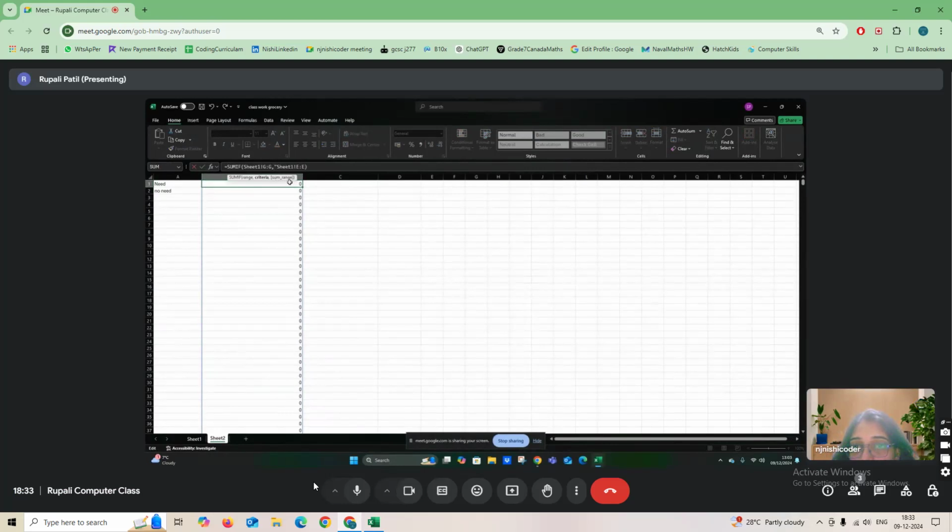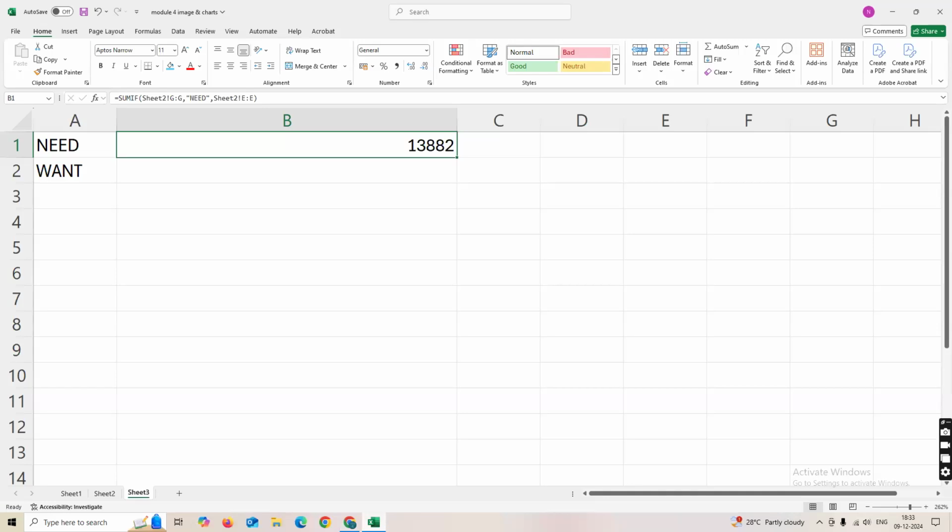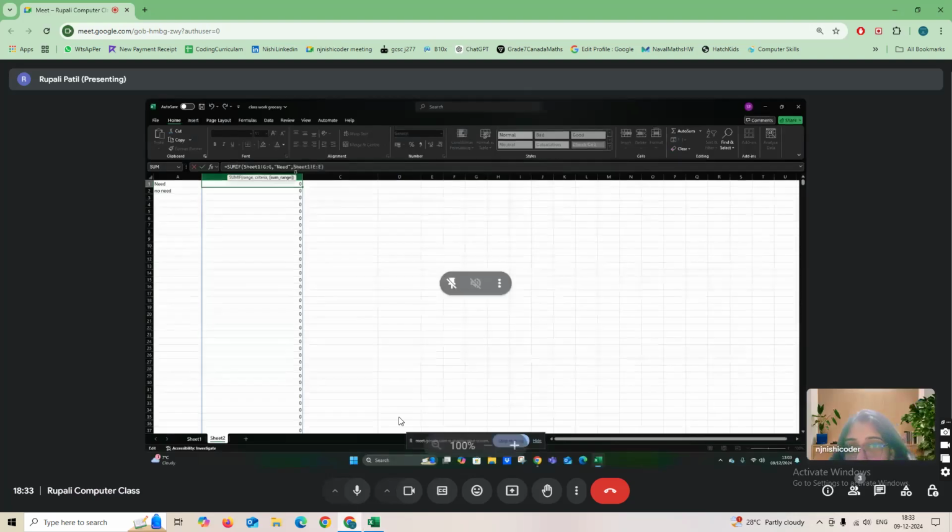Then we will do need, and then again comma. Yes, that's it. Sheet one, correct? Now your formula is correct. Now go to the need cell, click and press enter.